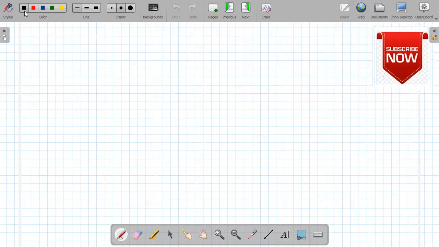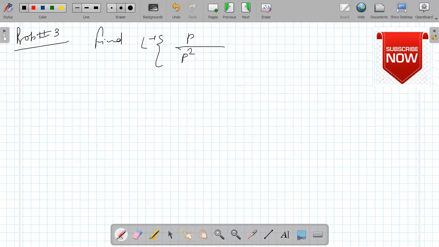My third example is find Laplace inverse of P upon P square plus 2P whole square.